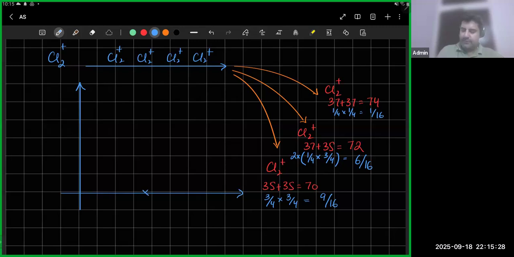Because for Cl2 plus 1 in mass spectroscopy, you'll detect something at 70, something at 72, and something at 74. And the percentage abundance would be 9 out of 16, 6 out of 16, 1 out of 16. So the ratio would be 9:6:1. Okay, is this clear?